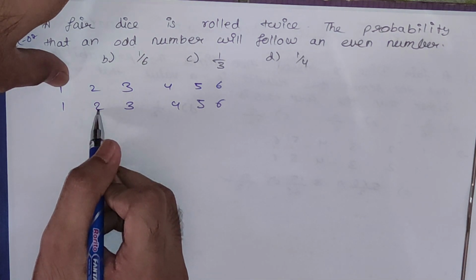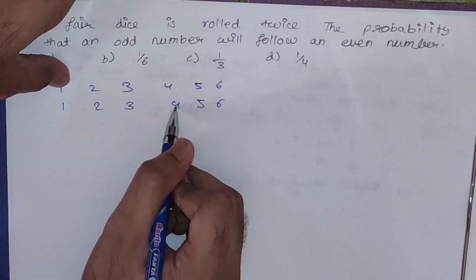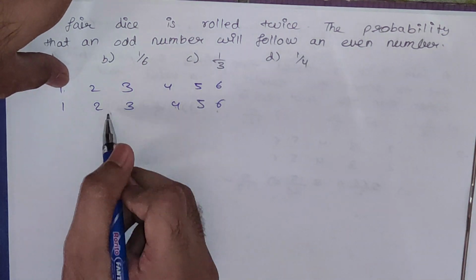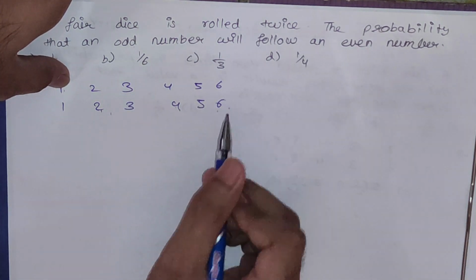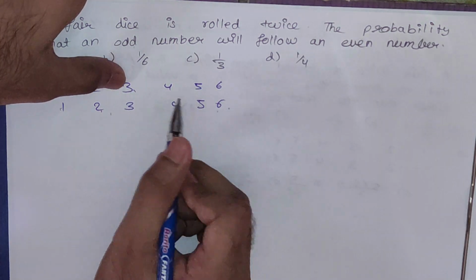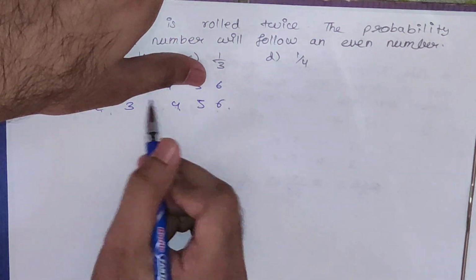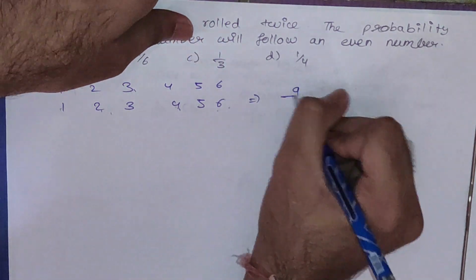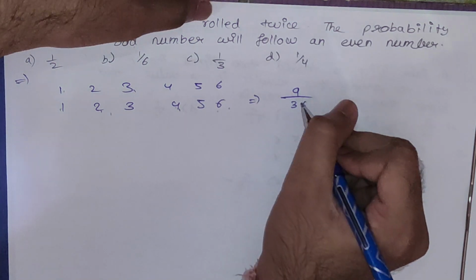So the total number of ways for 1 will be 1 2, 1 4, 1 6. So for 1 it is 3. Similarly for 3 it will be 3 2, 3 4, 3 6. And similarly for 5 it will be 5 2, 5 4, 5 6, basically 3 3s are 9. So 9 upon 36, right, as the dice is rolled twice.